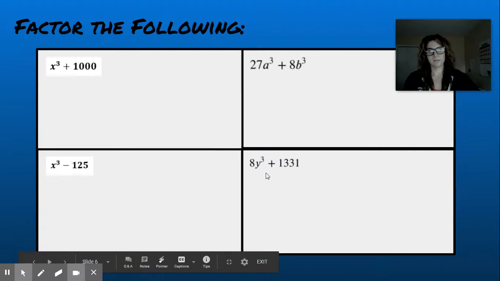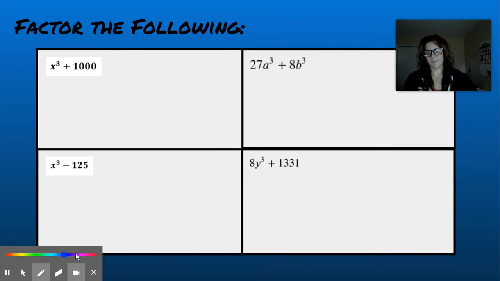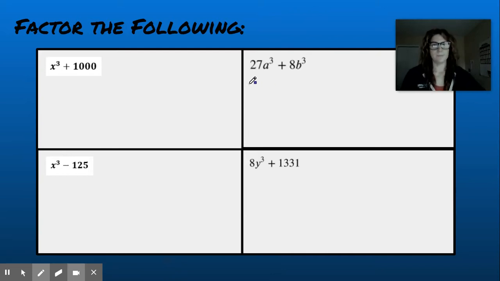Okay, so let's try one of these. Okay, so let's do this one over here. I have 27a cubed plus 8b cubed. So this is going to be my first term. I'm going to take the cube root of 27a cubed. Well, in that case, you just cube root each part. So the cube root of 27 is 3. Cube root of a cubed is a. So that is my first term.